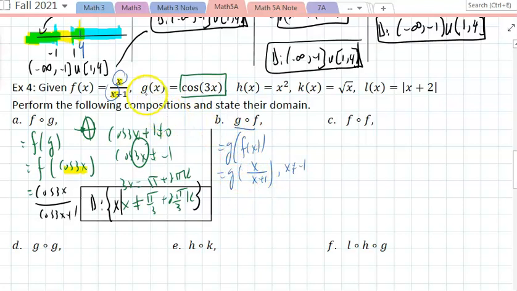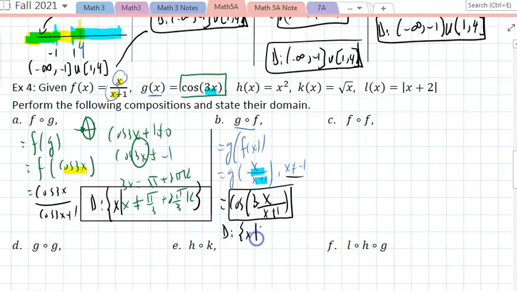Now go to g. Wherever you see an x, throw all of that in. That's going to be the cosine of 3 times x over x plus 1. And we say, what's the domain? Well, it's right there actually. There's no other restriction. Domain, choose any x such that x does not equal negative 1. If you'd like to use interval notation, you can.